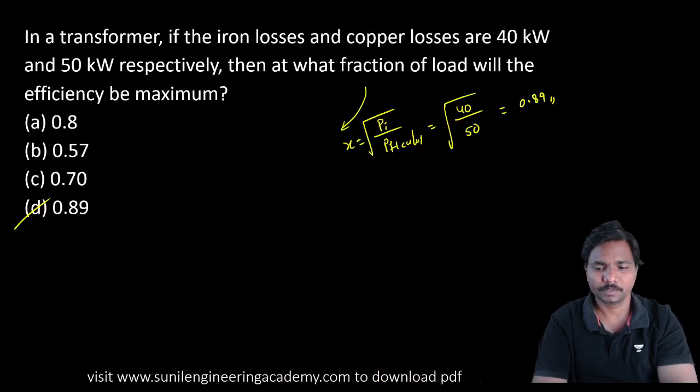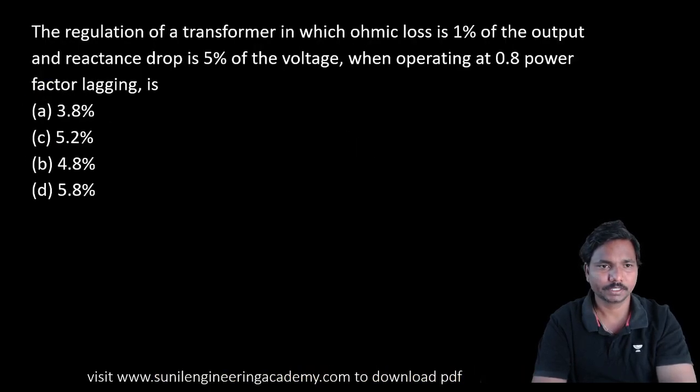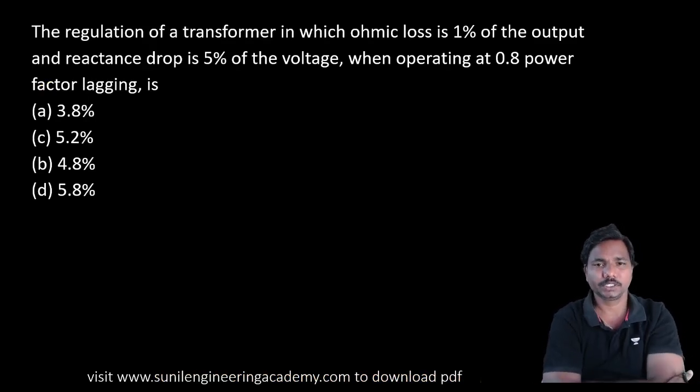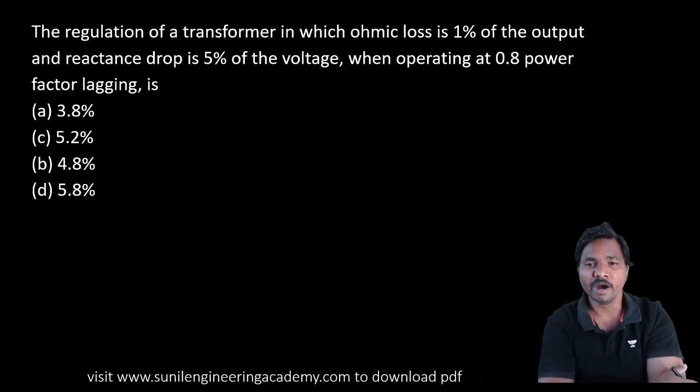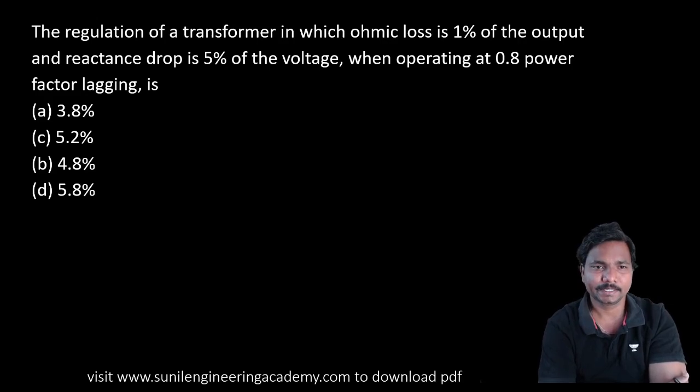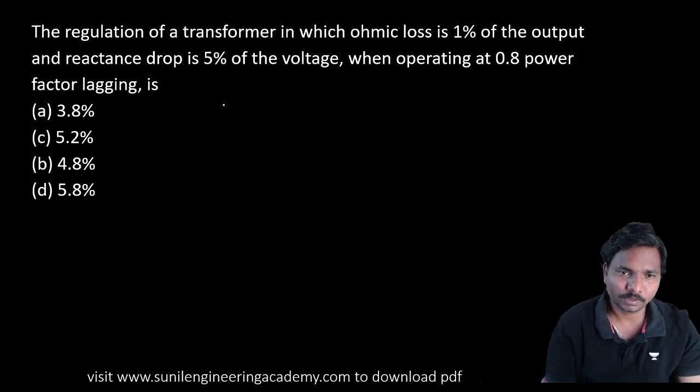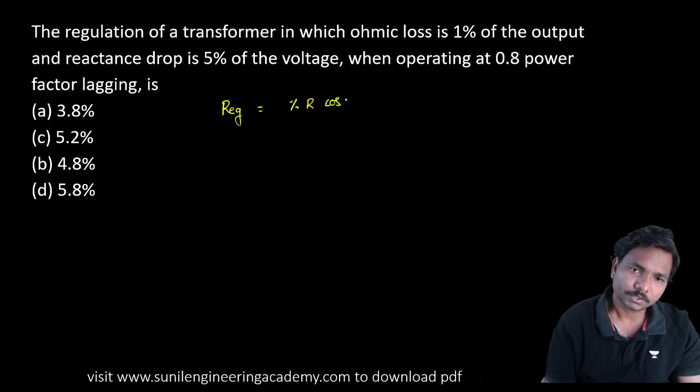So most of the questions belonging to losses are also completed, and now regulation based questions. The regulation of a transformer in which ohmic loss is 1% of the output and reactance drop is 5% of the voltage, when operating at 0.8 power factor lagging. So what is the regulation formula? Regulation percentage = percentage R cos phi plus or minus percentage X sin phi.